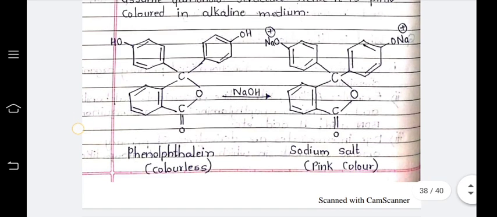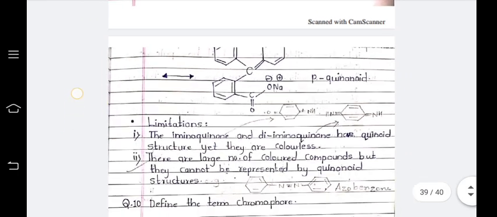Naphthols react with NaOH, and there is a replacement of the hydrogen atom of the phenolic group by sodium, and the sodium salt is formed, having a pink color.